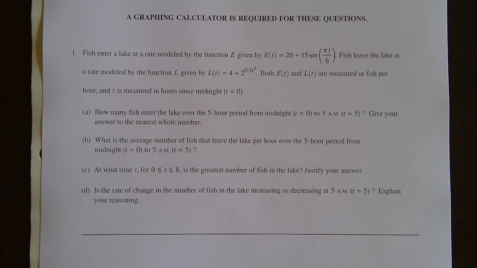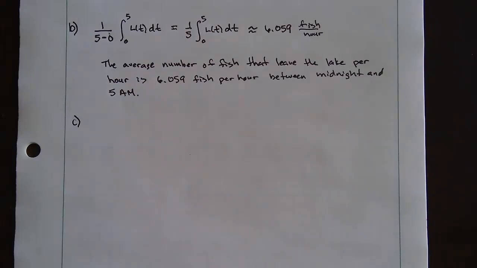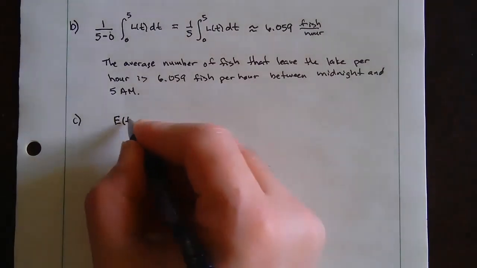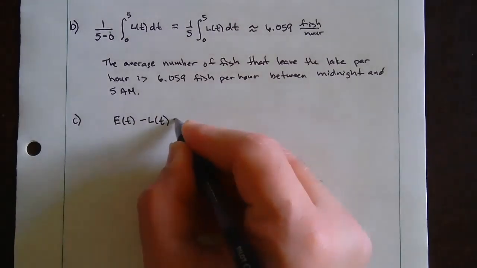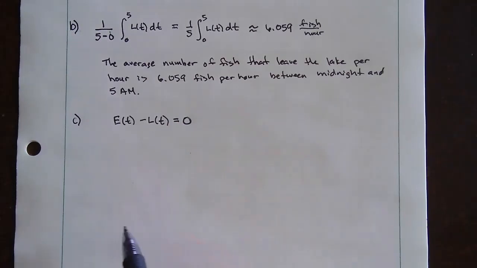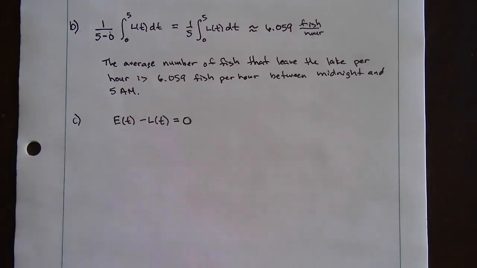So the derivative of the number of fish in the lake would be E of t minus L of t, and we're going to set that equal to 0. So let's go to our paper and figure this one out. The rate of change of the number of fish in the lake is this new function, E of t minus L of t, and we want to know when this is equal to 0. Then we're going to integrate this function to get the number of fish in the lake.